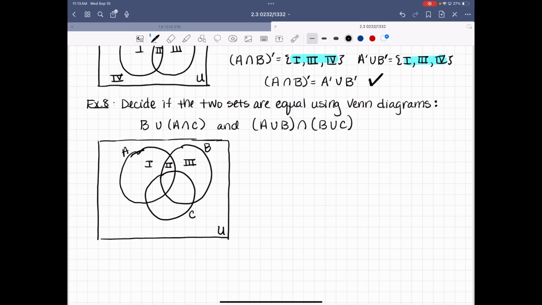Okay, now let's do those middle intersections. 4, 5, 6. That bottom chunk of the circle, 7. And then outside the circle at the bottom, 8.